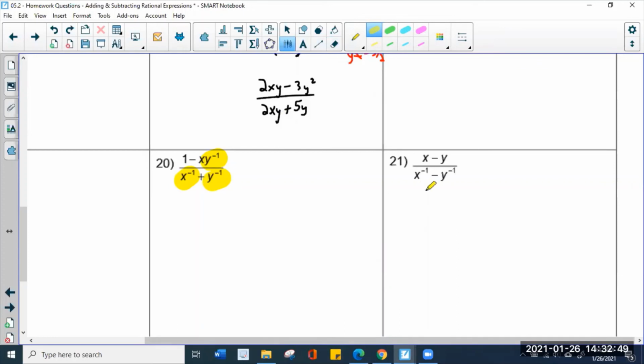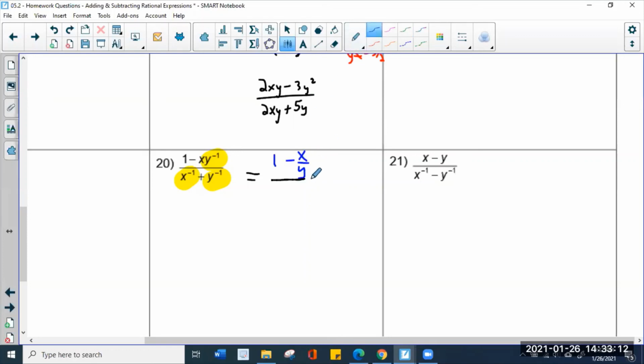Let me say that again. This y, this x, and this y, they go to the denominator of their coefficient. So maybe it makes more sense to just show you the top part first. The top part would become 1 minus x over y, because the coefficient of the y is the x. So where does the y go? It goes to the denominator of the coefficient.